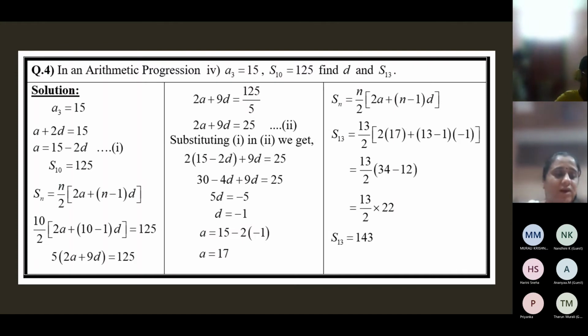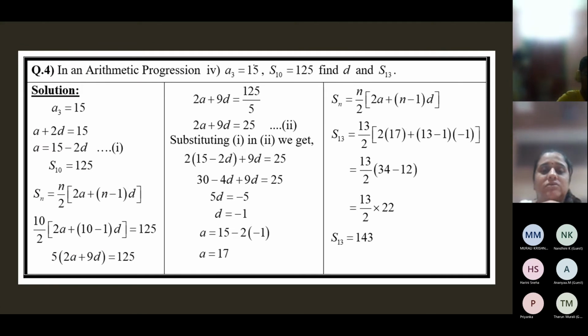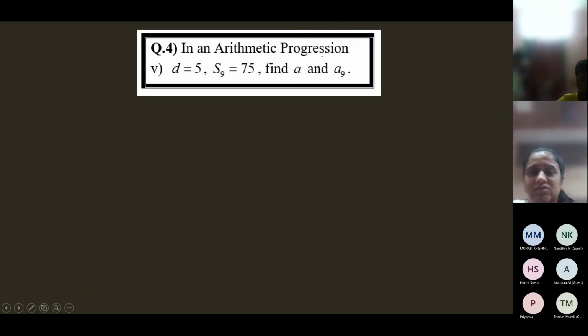So remember that when you have information like this, like what? The third term is 15. A3 is 15 means the third term. The sum of the first 10 terms is 125. The third term, A3, is 15. The sum of the first 10 terms. Children, I have to answer a call. Just do the next one.